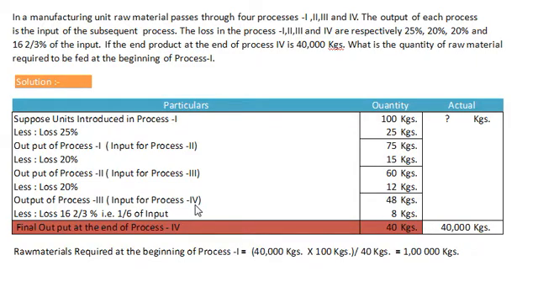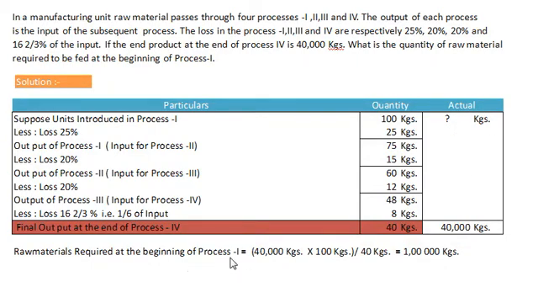And finally, we will deduct loss 16 and 2/3 percentage, that is 1/6 of input, that is 8 kilograms. And our final output at the end of process 4 amounts to 40 kilograms, and the actual output given in this sum is 40,000 kilograms. So from this working, we will find out the actual quantity of raw material introduced in process 1.